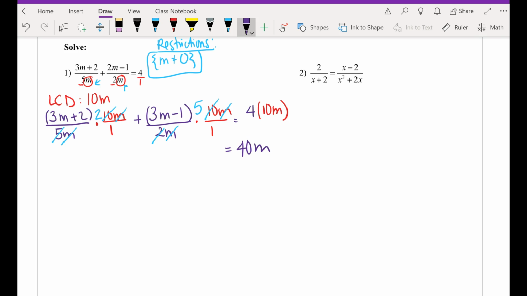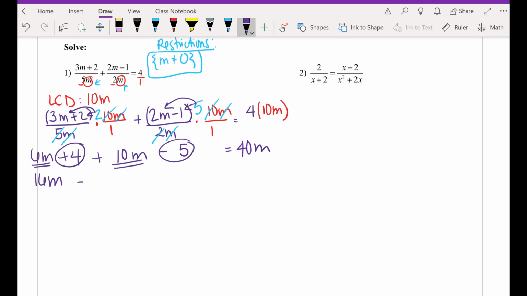Now we're just going to distribute. Ready? 2 times 3m is now 6m. 2 times 2 is positive 4. 5 times 3m, oh, this is a 2. Whoops, sorry, so that's not 15m. 5 times 2m is just 10m. I'm sorry. And then 5 times negative 1 is negative 5. And then we said it equals 40m. So now combine like terms: 10m and 6m make 16m, and 4 and a negative 5 make a negative 1. And then bring your 40m closer.